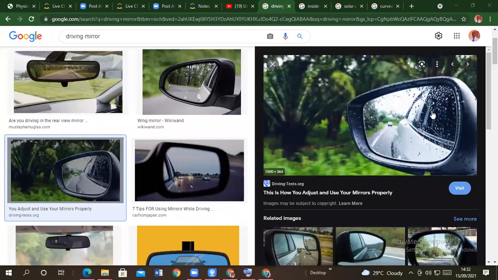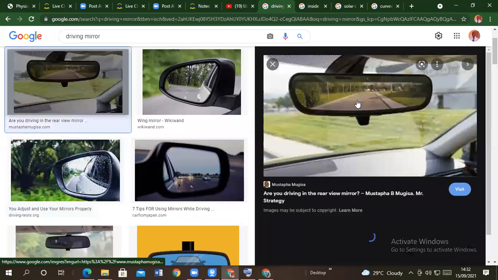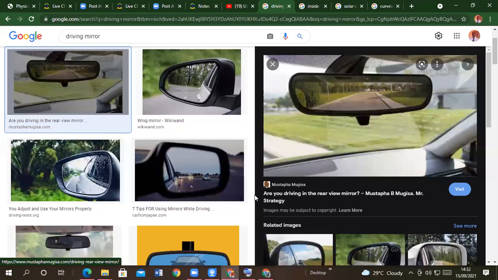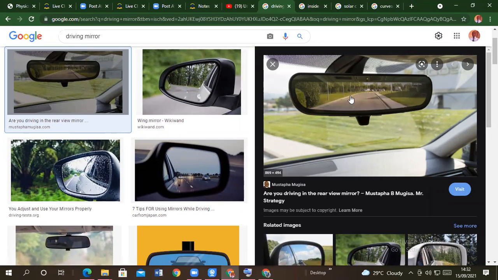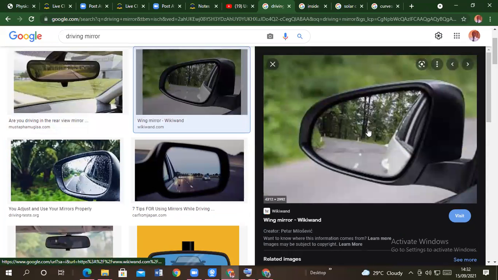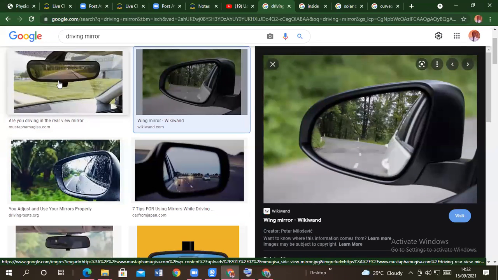Okay, so we have the side mirrors. These are side mirrors. This is a side mirror, and this is a driving mirror. So the one found inside is the driving mirror, the rear view mirror. And this one is a side mirror. So you can see all the mirrors.